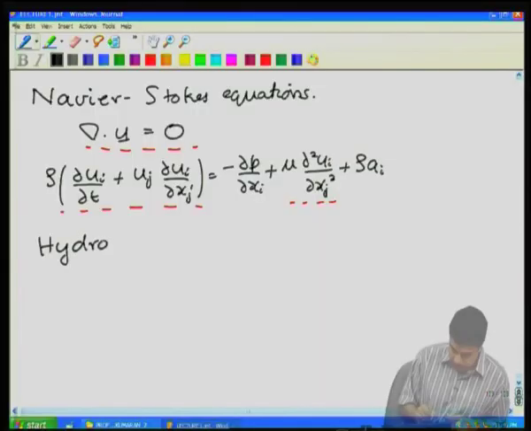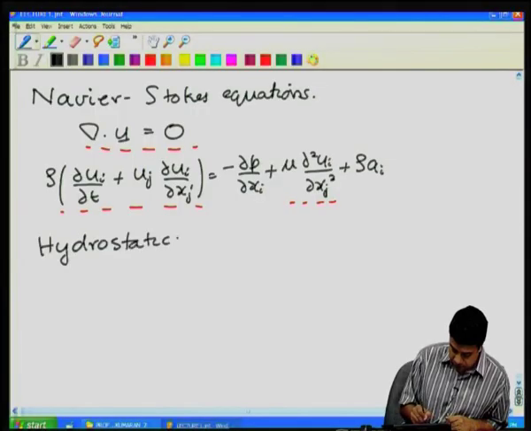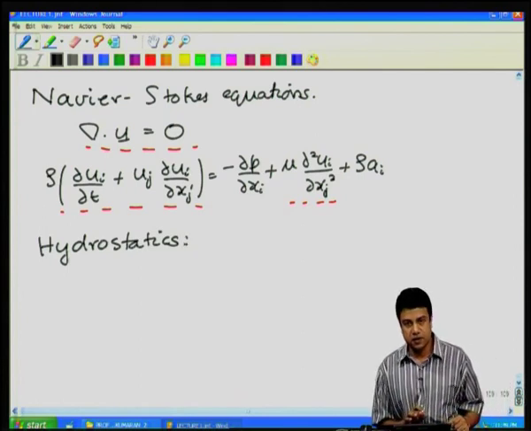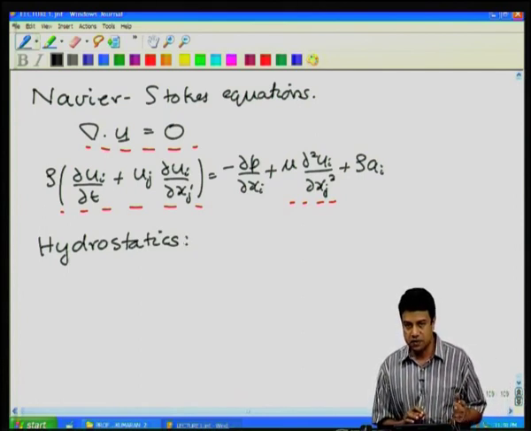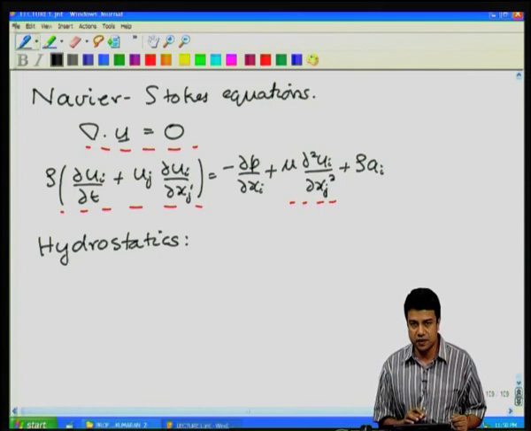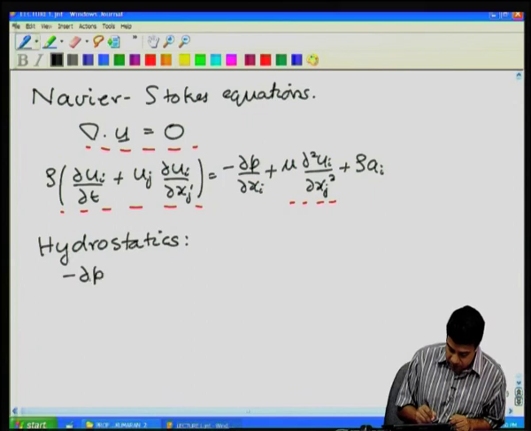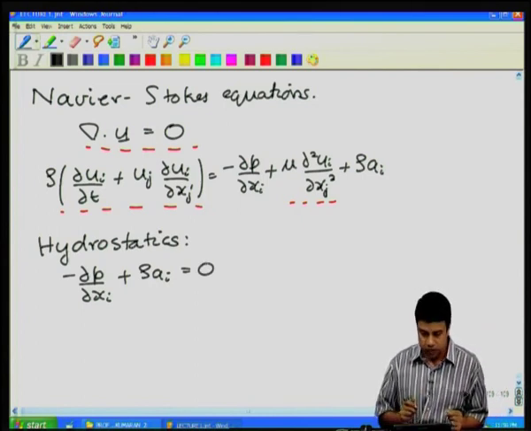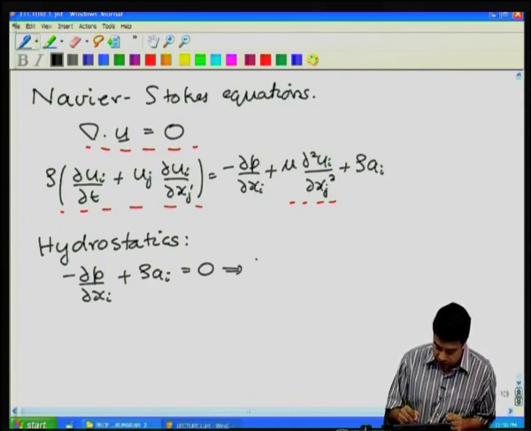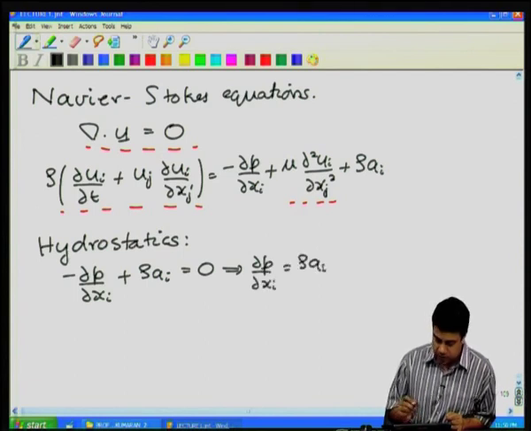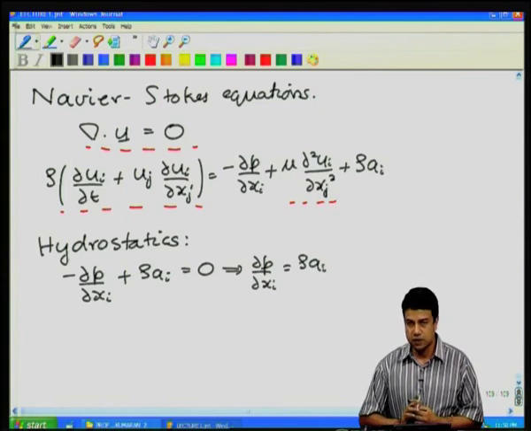Hydrostatics. Velocity is 0 everywhere. The mass conservation equation is trivially satisfied. In the momentum conservation equation, I have minus partial p by partial xi plus rho times ai is equal to 0, or the gradient of the pressure is equal to rho times ai. The gradient of the pressure is equal to rho times the acceleration.